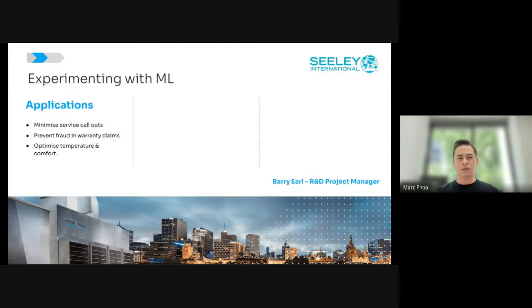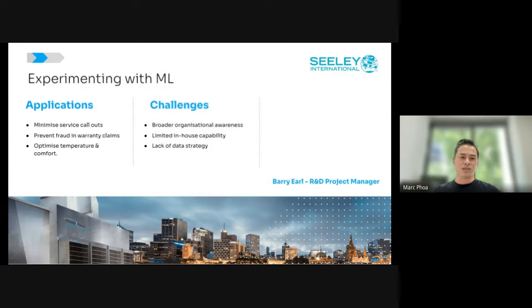And beyond the service and warranty side of things, Sealy's also trying to maximize the performance of its cooling systems in order to provide the best product possible for its customers. They're experimenting with automatically optimizing their systems depending on the situation. For example, ensuring optimal temperature, comfort, and ventilation at schools, and being able to do this whilst balancing energy usage.